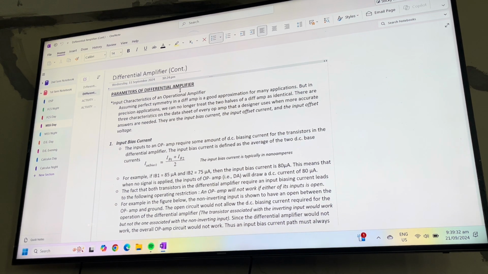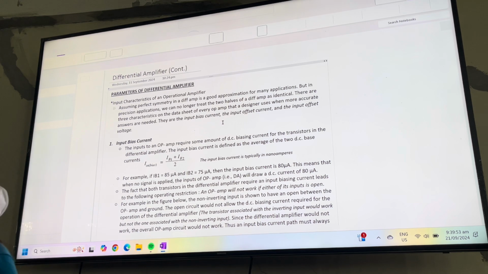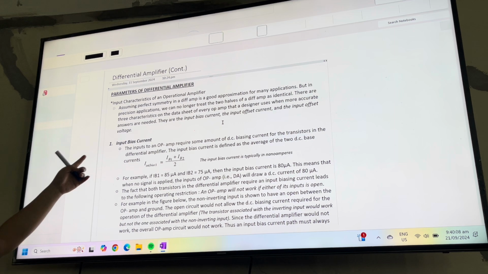Okay, so in this part of the class, we are talking about the parameters that you can find on the data sheet. So we have the input bias current, a characteristic the designer looks at on the data sheet of every op-amp.